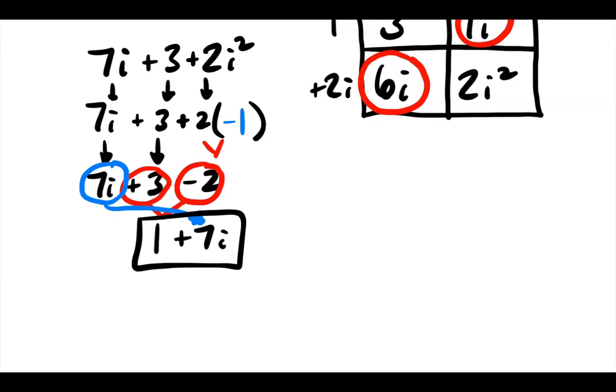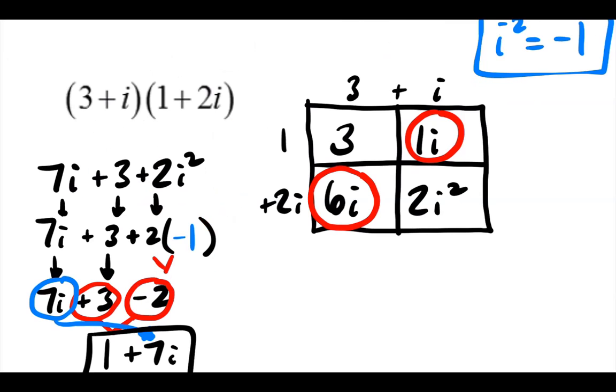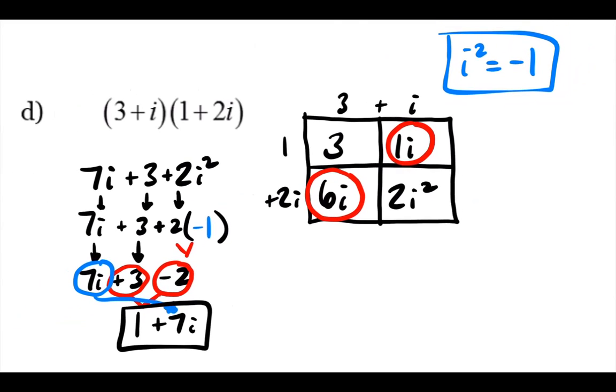So, big question I get is, why did you change that to -1? Where did the i squared go? How come I put -1 there? Why did I put -1 there? Because they equal each other, right?